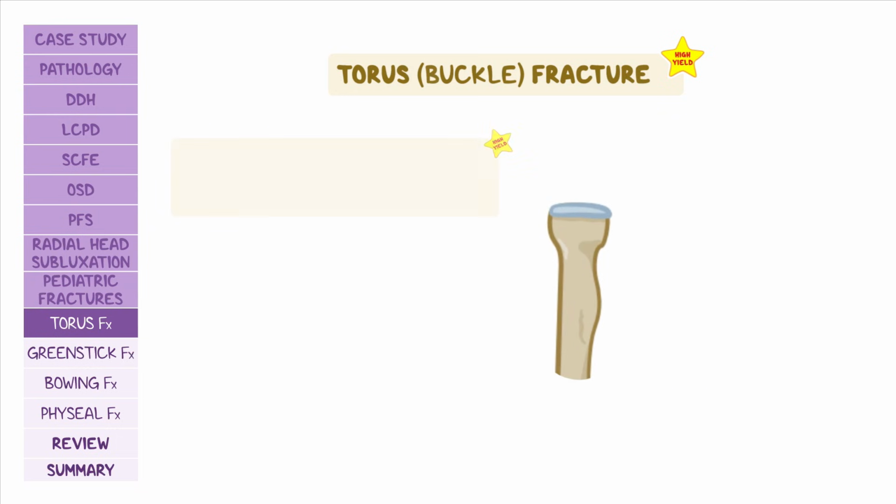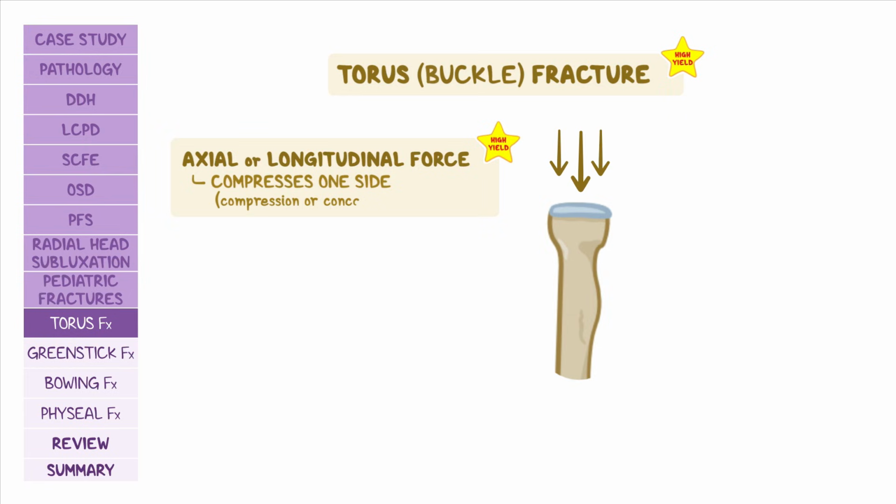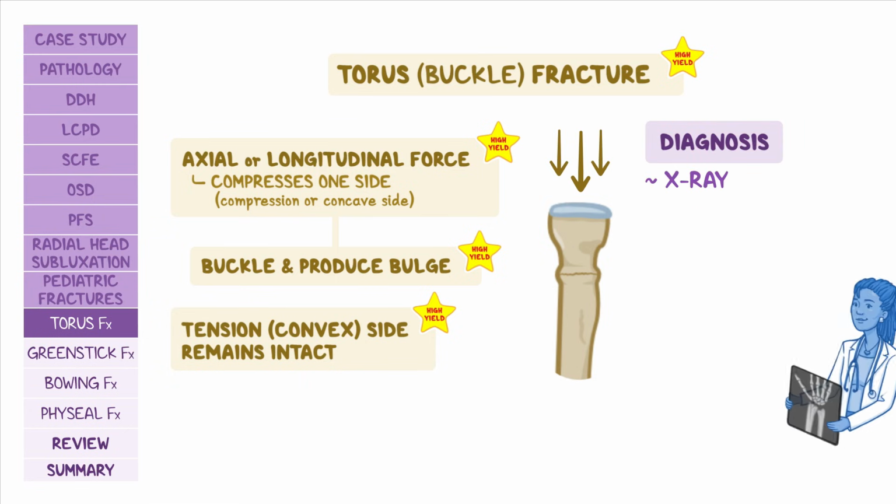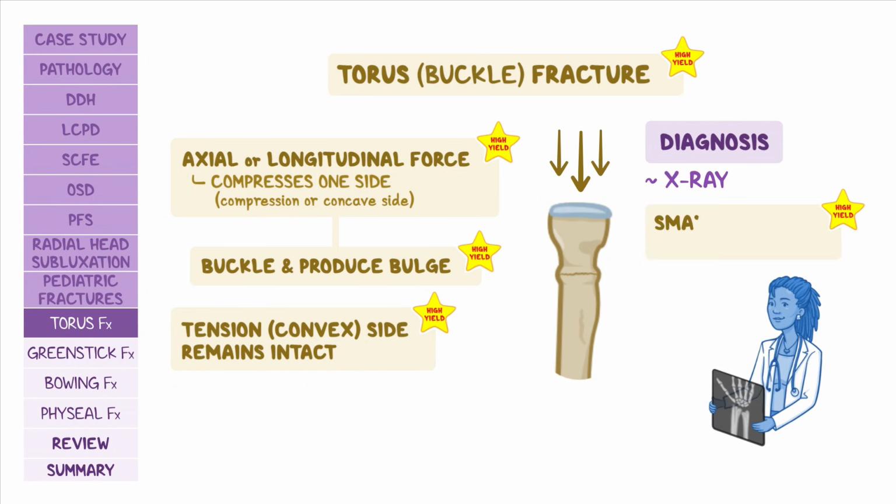Torus fractures typically occur following an axial or longitudinal force that compresses one side of the bone, called the compression or concave side. This leads the bone's periosteum and cortex on that side to buckle and produce a bulge, hence the name torus, which is a Latin word that means a bulge or protuberance. In contrast, the other side of the bone, called the tension or convex side, remains intact. For diagnosis, on an X-ray, a torus fracture can often be seen as a small bulge on one side of the bone.